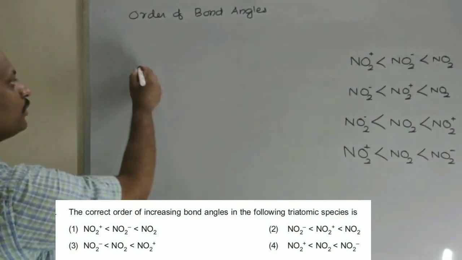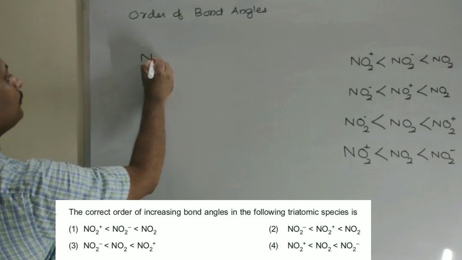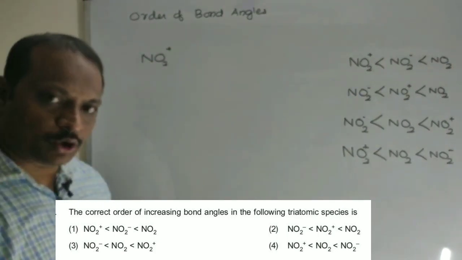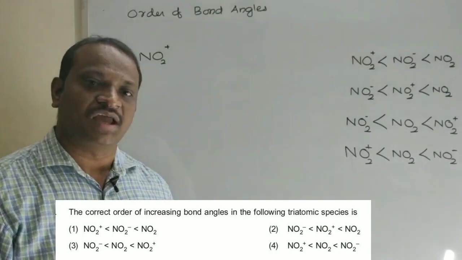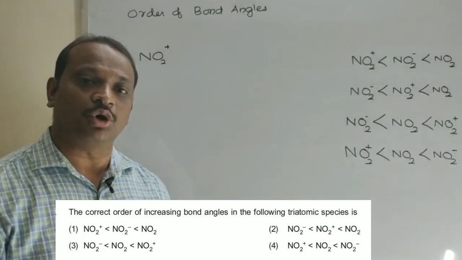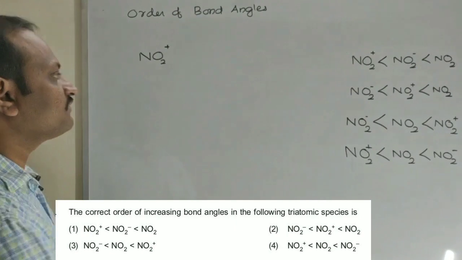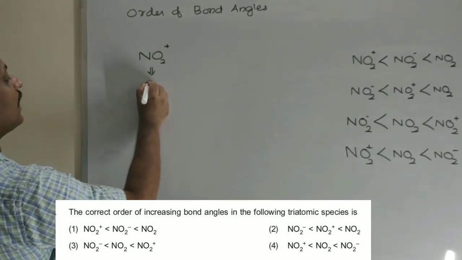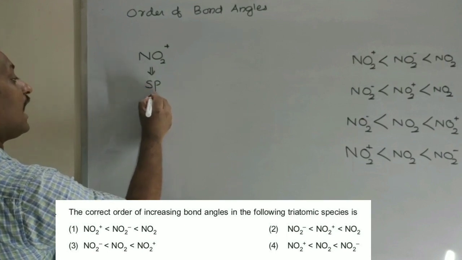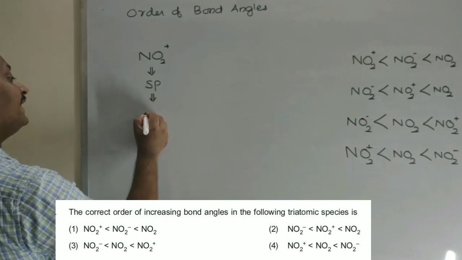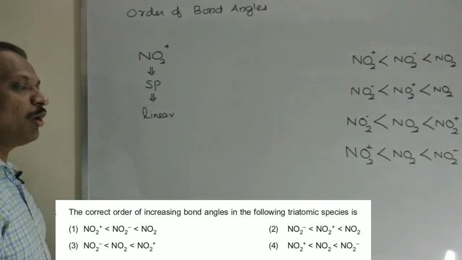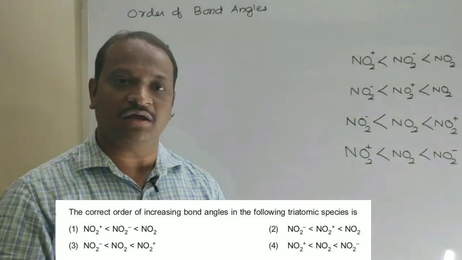See, the first one, we have NO2 plus. And if you find the sum of valence electrons, and if you find the steric number or number of bond pairs and lone pairs, you can see that this is an example for sp hybridization. And the structure of this is linear. So what is the geometry of the first compound? You will get linear.